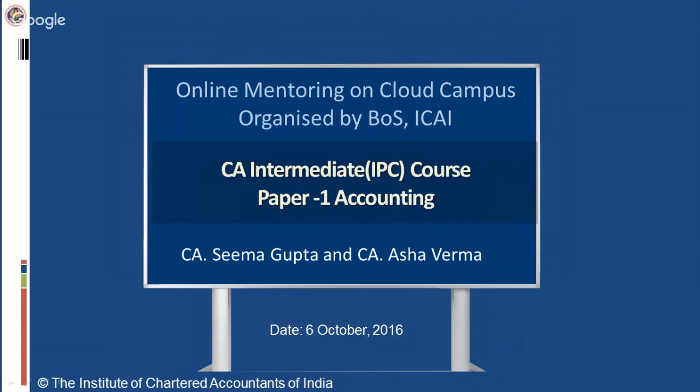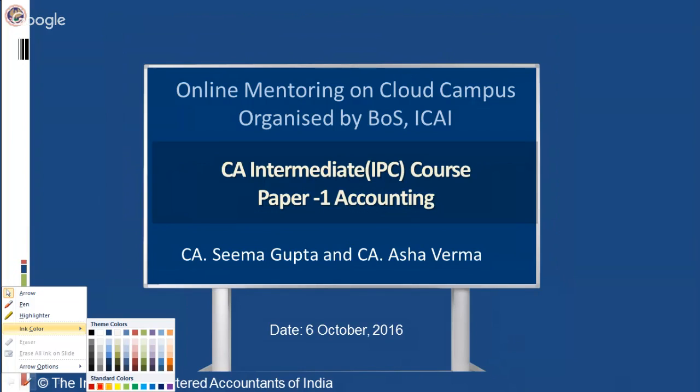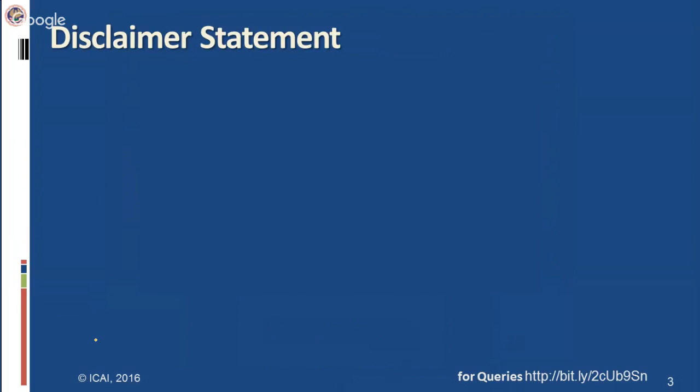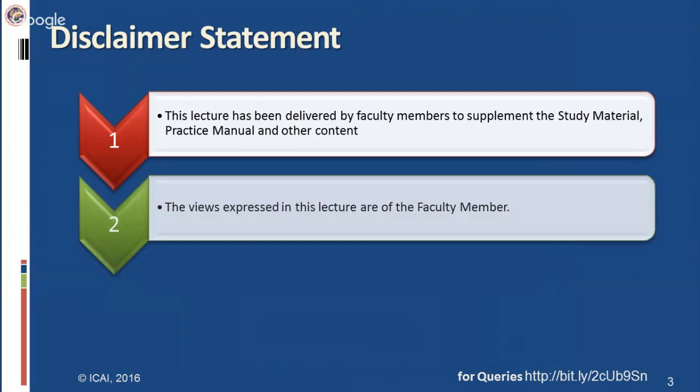This is regarding how to prepare for paper 1. As you all know, this paper is of 100 marks, and the entire syllabus of the paper is divided amongst 15 chapters. All the chapters are important. Many students have asked me, please guide how many chapters are important. Please note the disclaimer statement.